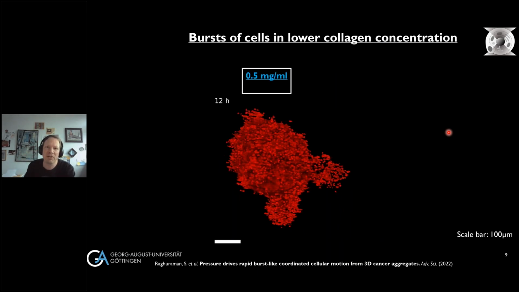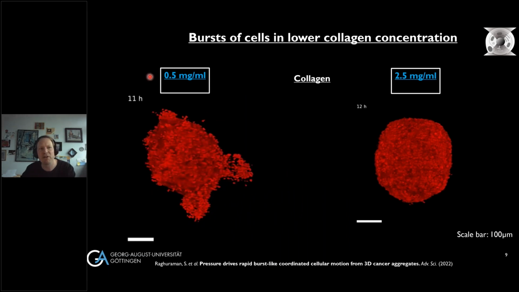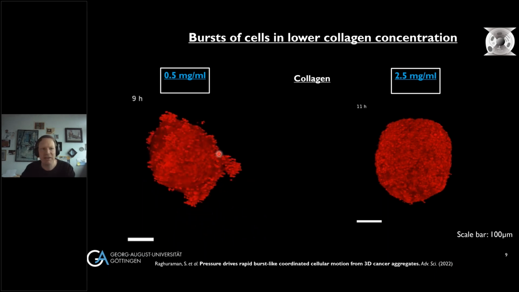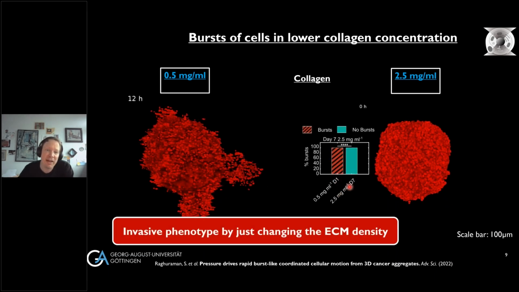So just to look at this side by side, on the left, we have this explosion, these bursts, on the 0.5 milligram, and here on the right, we just have 2.5. Same cells, everything is the same. The only difference is that here we have more collagen. So what the heck is going on here? You can quantify that, of course. You can look, for example, at how many of them have exploded after a certain amount of time. You can see very nicely that almost all of the time we saw bursts in the low collagen concentration and no bursts in the high collagen concentration.